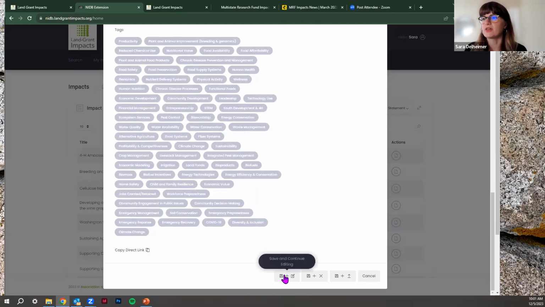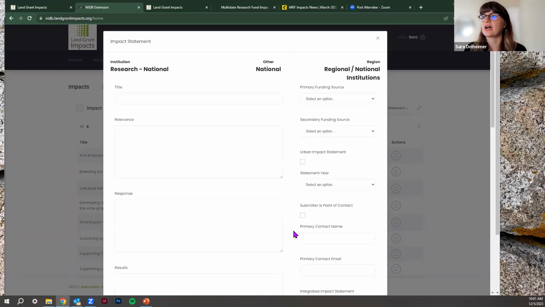And then down at the bottom, there's a few different save and submit options. And that's pretty much it. So again, you can see kind of how it aligns with the basic outline for an impact statement and those basic principles.